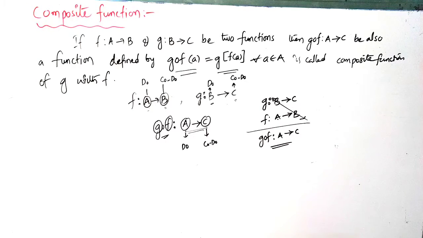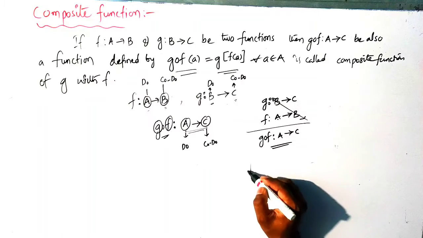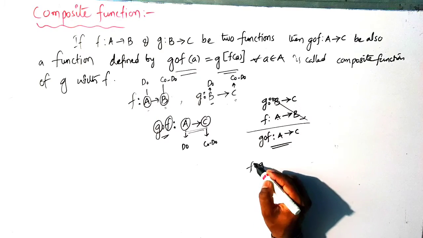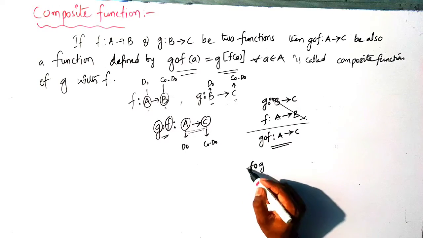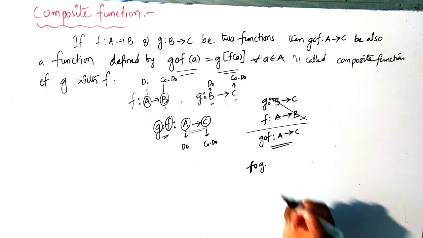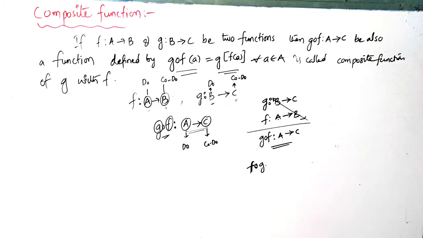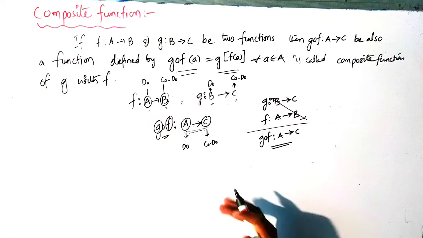Not only this one, suppose f circle g. How do we write it? f circle g is also a combination of these two functions, but it is the composite function of f with g. What is the difference here? g circle f and f circle g are not the same functions, so both are not mapping A to C. Clear? There is a difference.